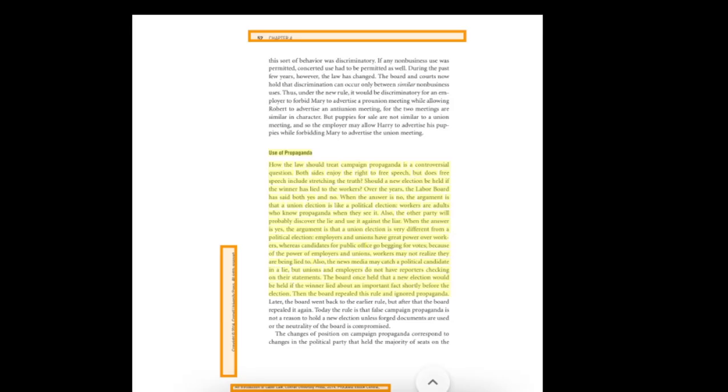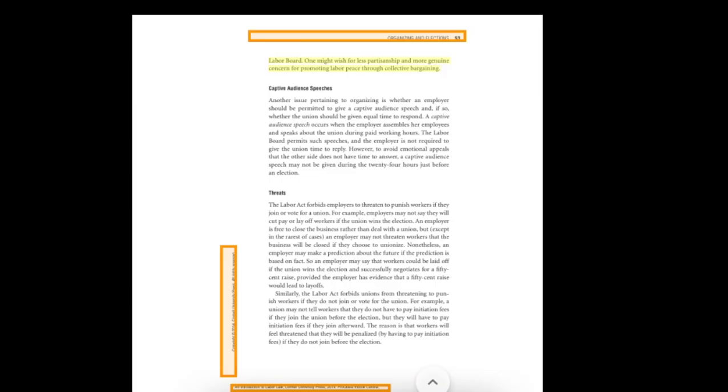Then the board repealed this rule and ignored propaganda. Later, the board went back to the earlier rule, but after that the board repealed it again. Today the rule is that false campaign propaganda is not a reason to hold a new election unless forged documents are used or the neutrality of the board is compromised. The changes of position on campaign propaganda correspond to changes in the political party that held the majority of seats on the Labor Board. One might wish for less partisanship and more genuine concern for promoting labor peace through collective bargaining.